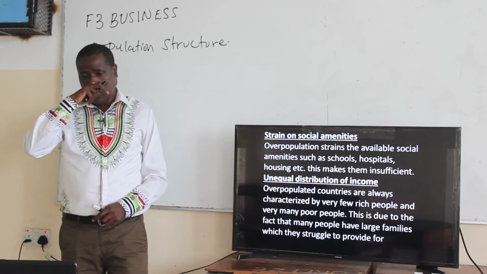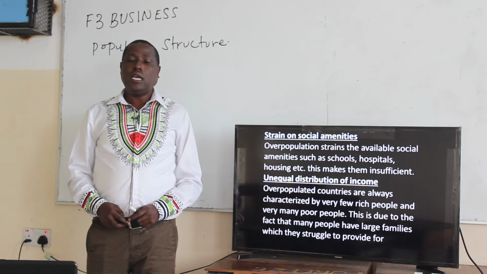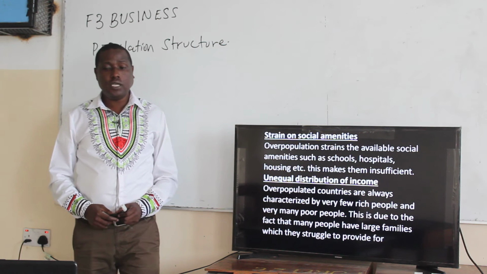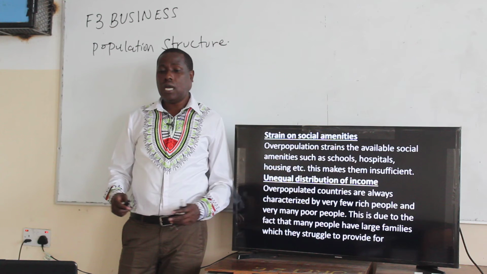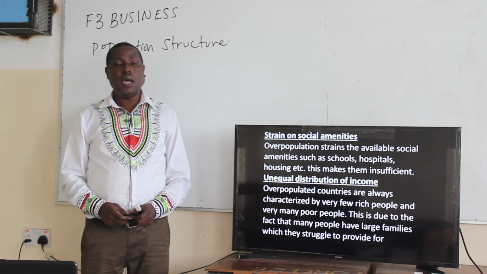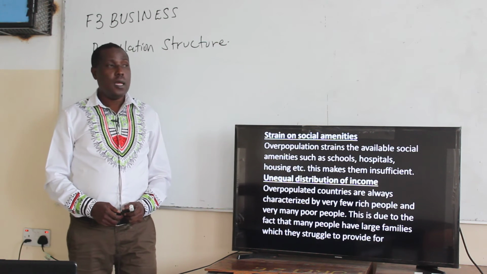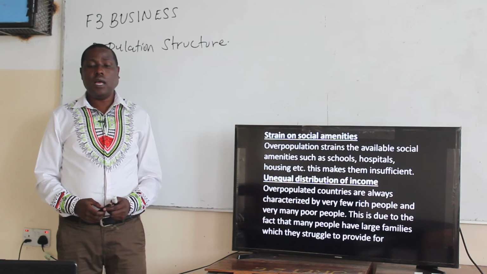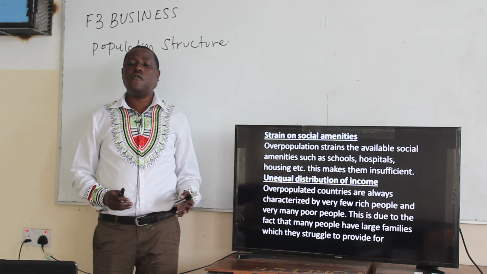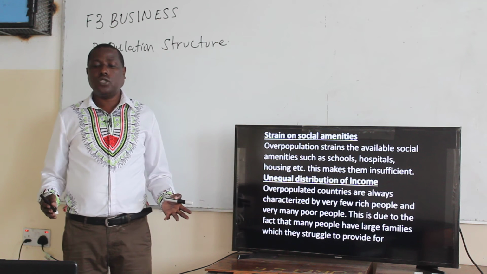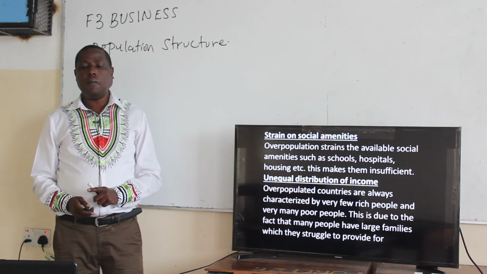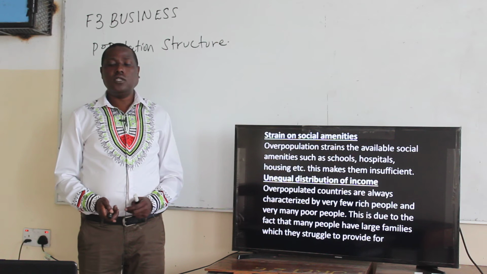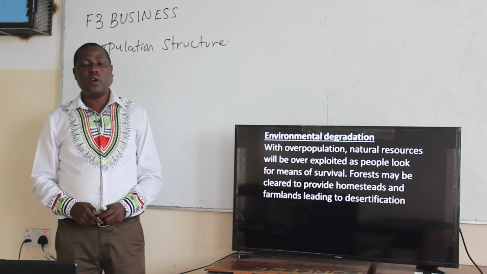So when we have a high population, it puts a strain on the available social amenities such as schools, hospitals, houses, etc., which makes them insufficient. There will also be the problem of unequal distribution of income, right? So we'll have a characteristic of very few people who are rich and many poor. And because of this, many people will have large families which they struggle to provide for.